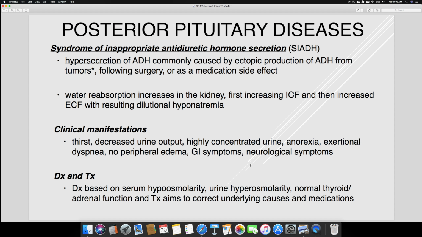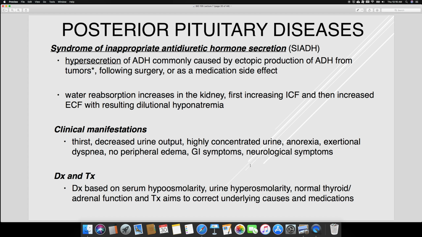So the first disease we talked about was SIADH, which is Syndrome of Inappropriate Antidiuretic Hormone Secretion. And this is hypersecretion of antidiuretic hormone, typically caused by ectopic production of ADH from tumors, but it can also be due to a number of other things. So obviously antidiuretic hormone increases reabsorption of water in the kidney.